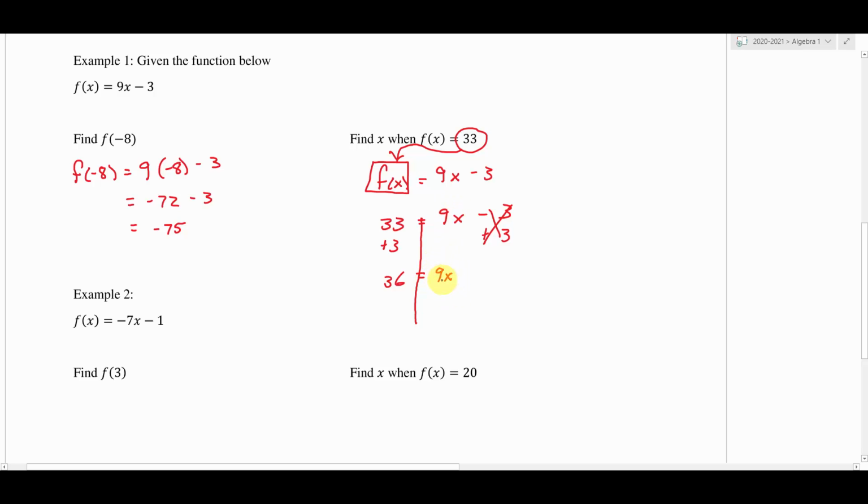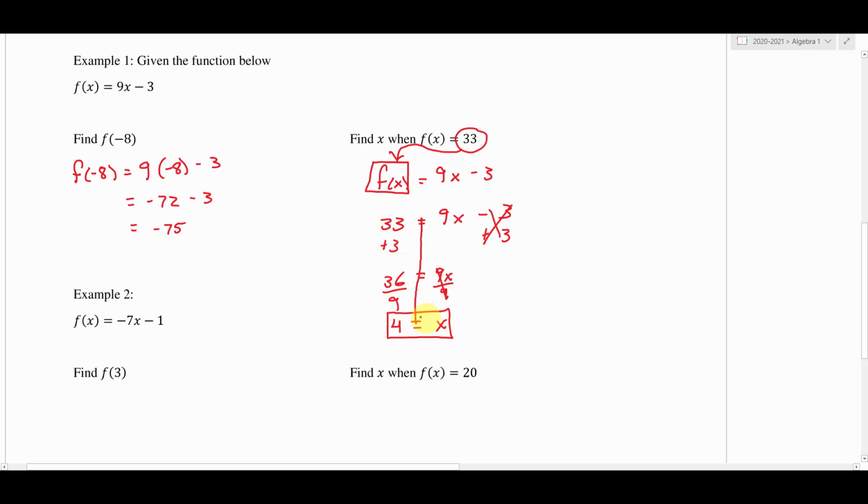Now, to continue getting x by itself, notice we still have a 9 on the right-hand side, and it's 9 times x. So to undo multiplication, I need to divide. If I'm multiplying by 9, I will divide by 9, and whatever I do on one side, I have to do on the other. So the 9's cancel. X is now all by itself, and 36 divided by 9 is 4.